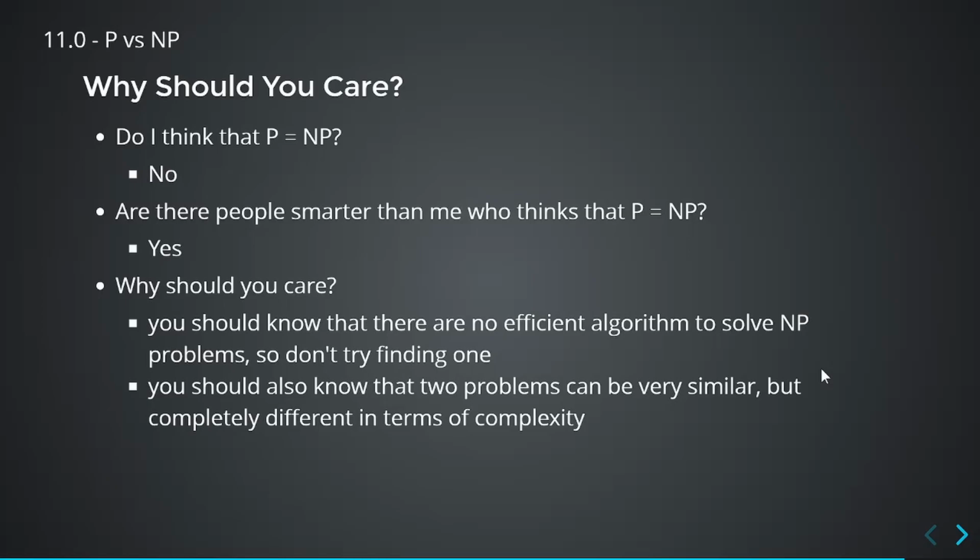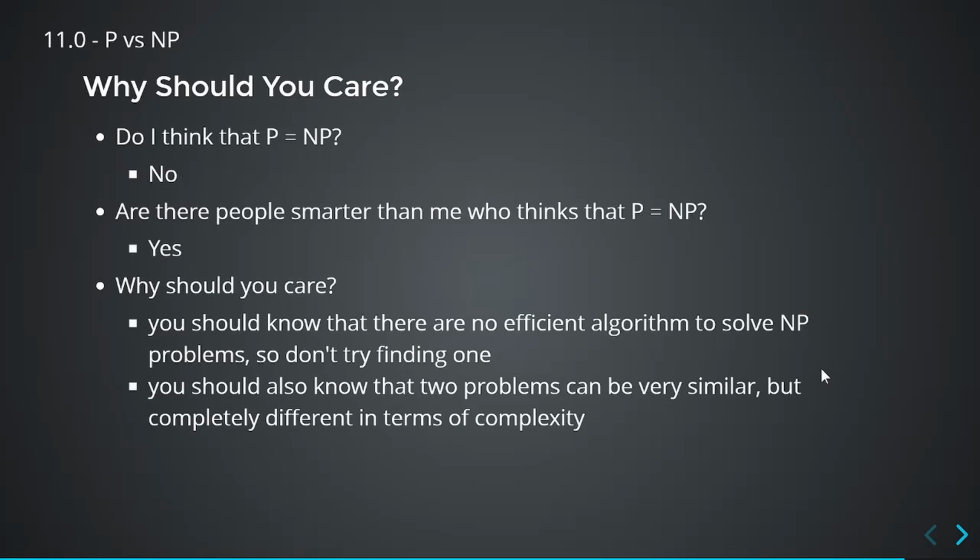Are there people smarter than me who think that P is equal to NP? Yes. Something you can do is go to Google and look for a survey on P versus NP, and a bunch of computer scientists give their opinion on it. Now let's talk about you. Why should you care? Well, you should know that there are no efficient algorithms to solve an NP problem. So if you face an NP problem, don't try to find one. There will be other ways to handle that. We're going to be talking about approximation algorithms later.